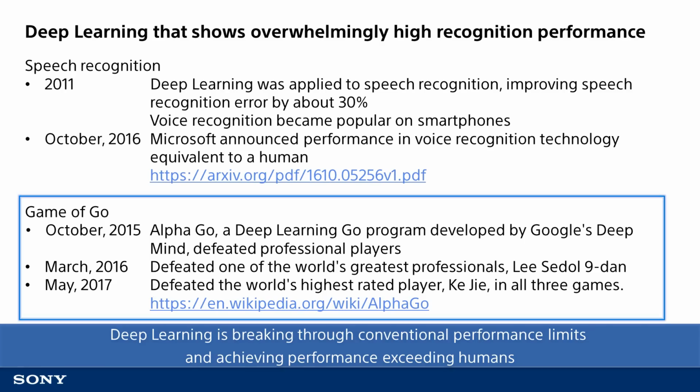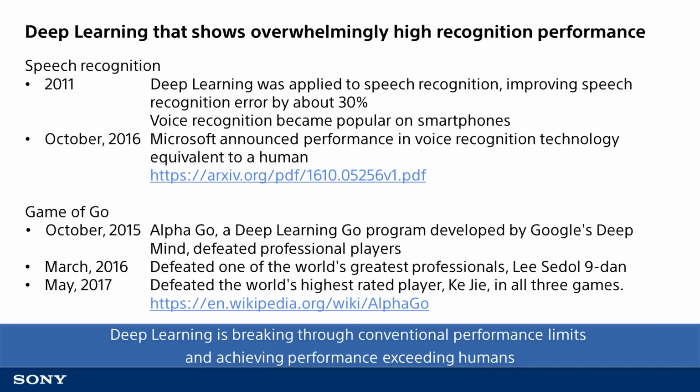The game of Go is another example. A Go program developed with deep learning defeating a professional Go player made huge headlines in the news. Performance has continued to increase every year since this event back in October of 2015. The recent achievement of defeating the number one player in the world, followed by even more performance increases, means that we are developing algorithms that are even more powerful than the one used to defeat professional players previously.